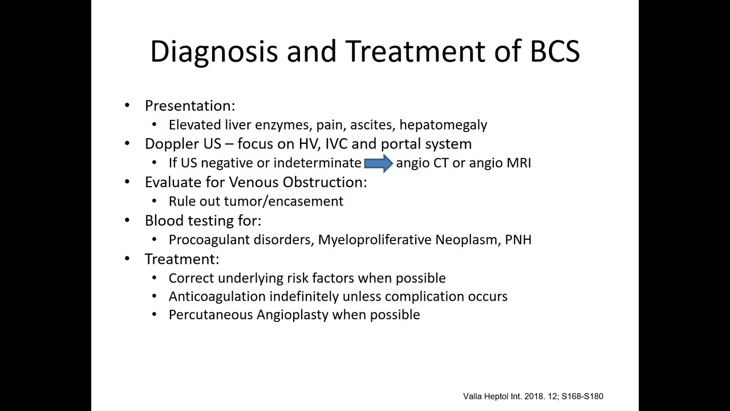And the treatment is correcting the underlying risk factor when possible, for example, cessation of OCPs if present. However, it's also important that anticoagulation is indefinite unless there's a complication from anticoagulation that occurs. There can also be percutaneous angioplasty offered when it is possible to be done.